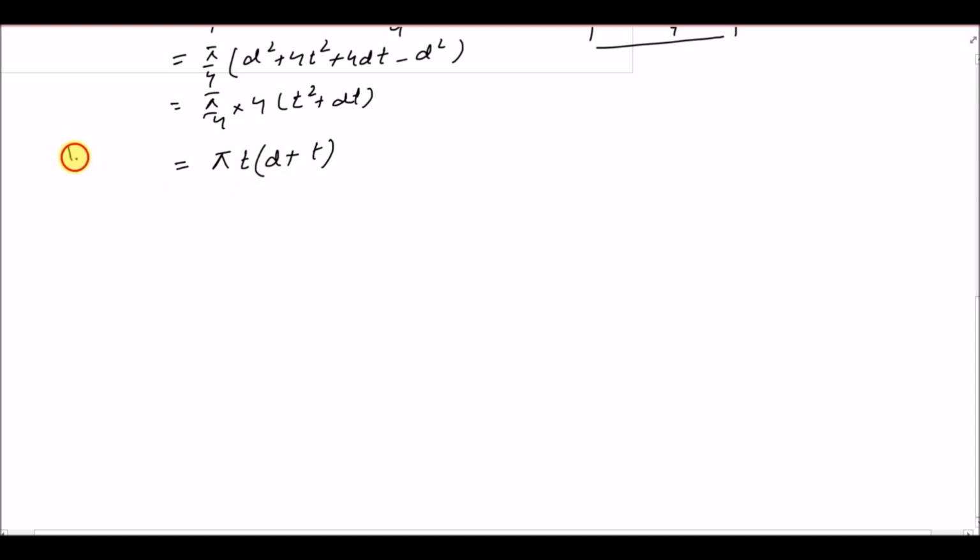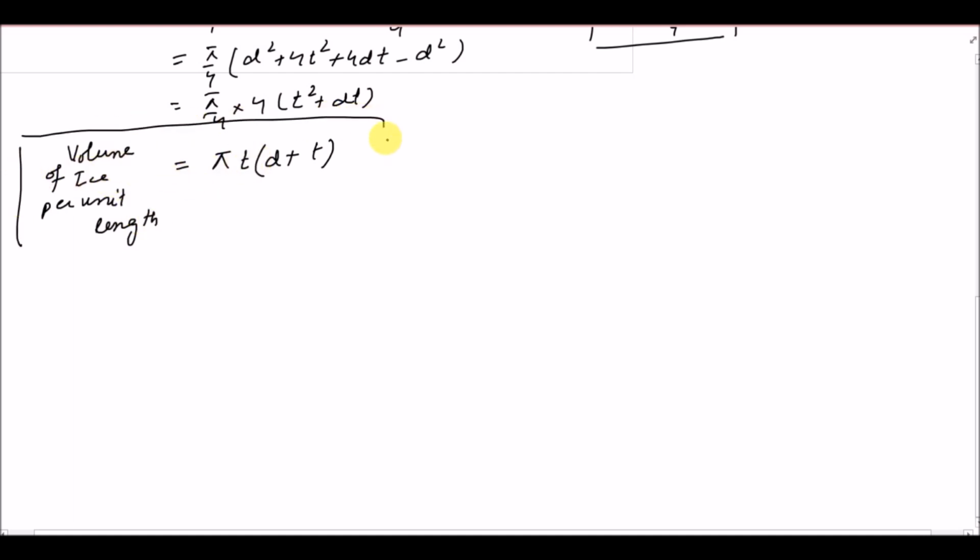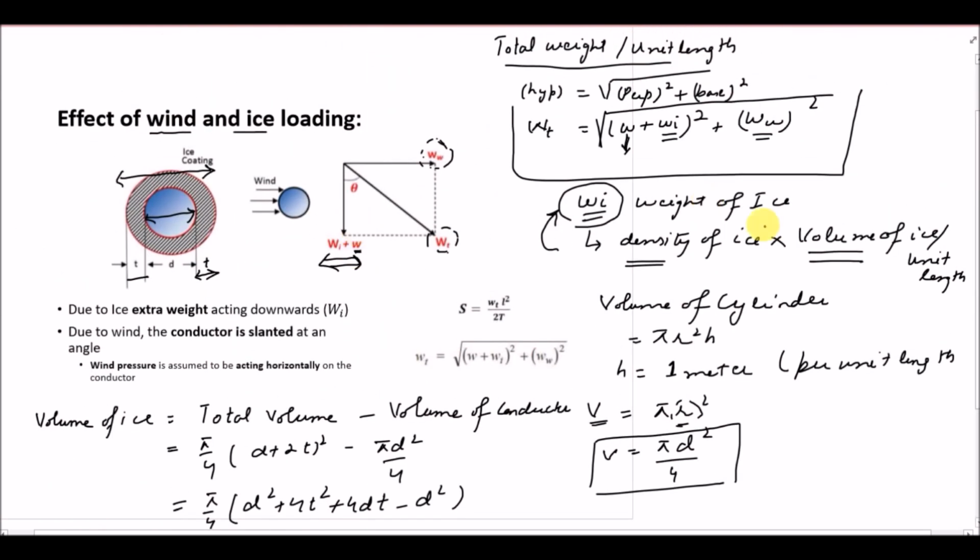So this is the volume of ice per unit length. Okay, so what we wanted to calculate was the weight of ice, right? So the density of ice will be given to us, and the volume of ice per unit length we have calculated. If I have to calculate the weight, we just have to multiply these two quantities.